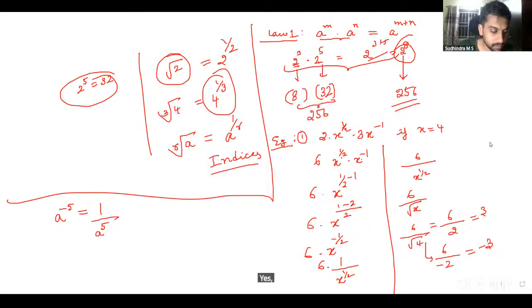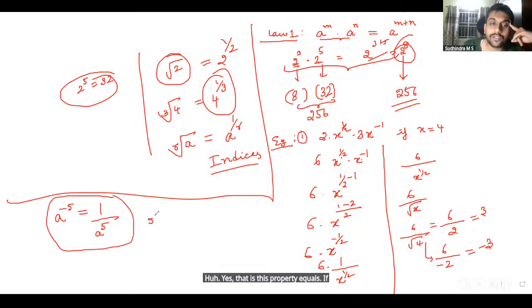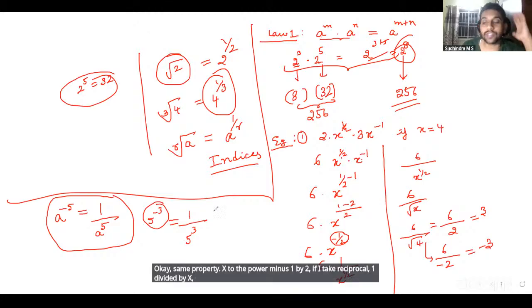Yes, sir. So how did that minus 1 upon 2 become plus 1 upon 2 of the x? That is this property, Kushal. If I have 5 to the power minus 3, I can write it as 1 divided by 5 to the power 3. If I take the reciprocal of it, the powers become positive. Same property. x to the power minus 1 by 2: if I take reciprocal, 1 divided by x, the negative sign becomes positive.